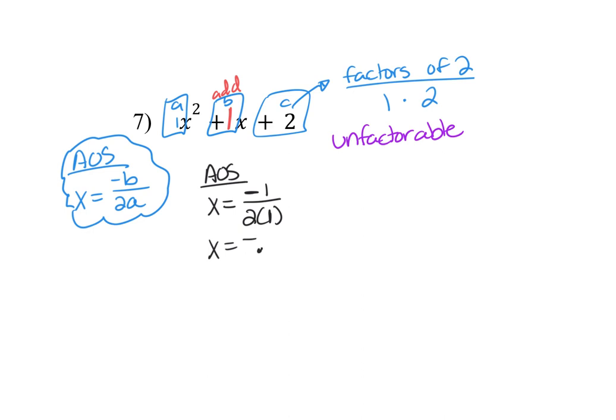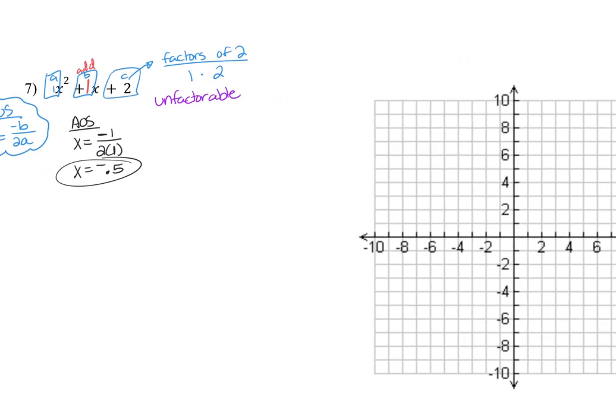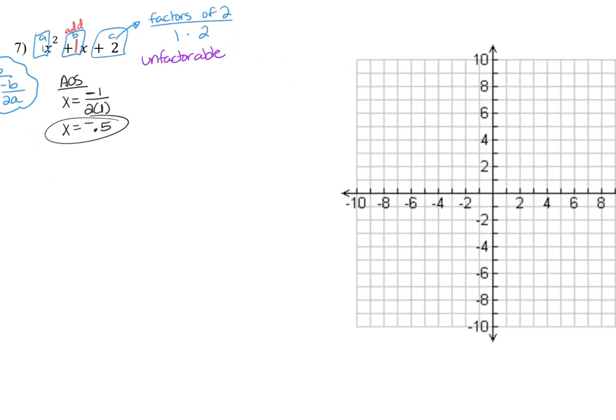-1/2 is just -0.5. So we have our axis of symmetry, so we're going to draw our vertical line at -0.5. Start drawing your vertical line straight up and down on your graph, AOS.